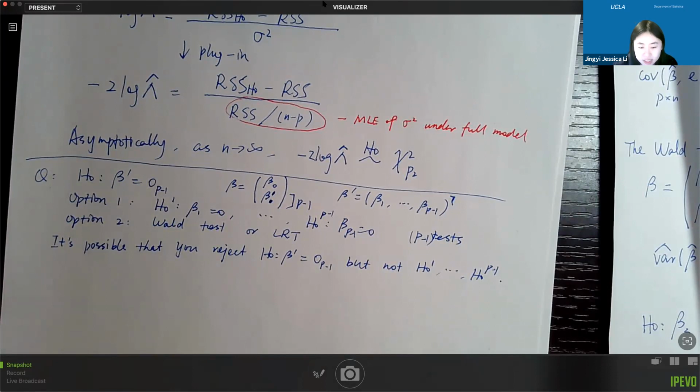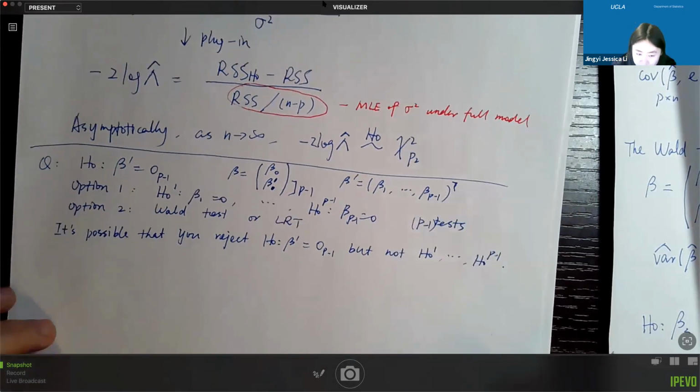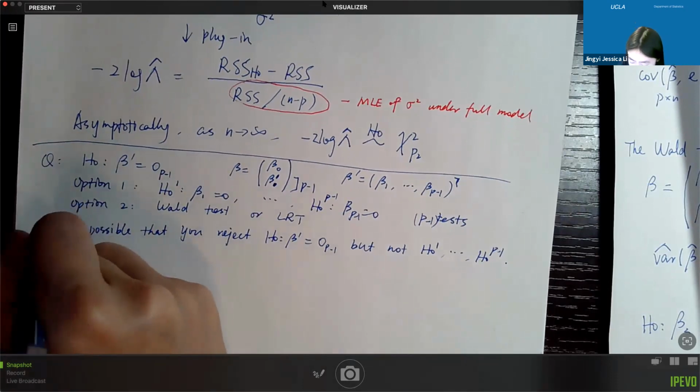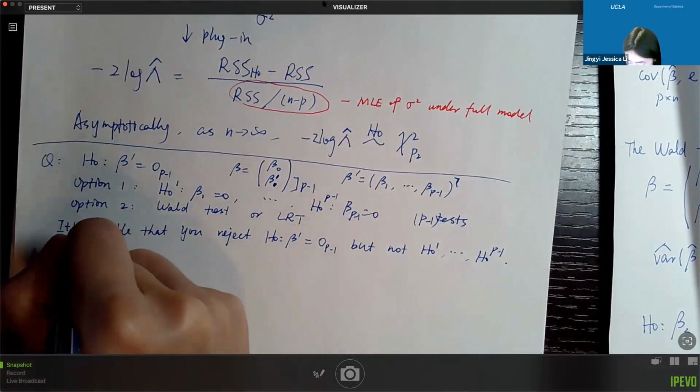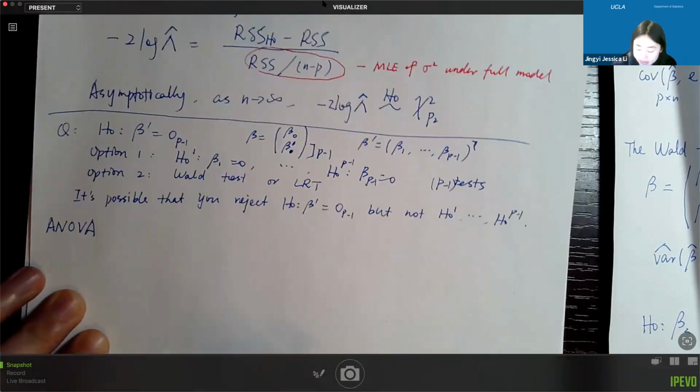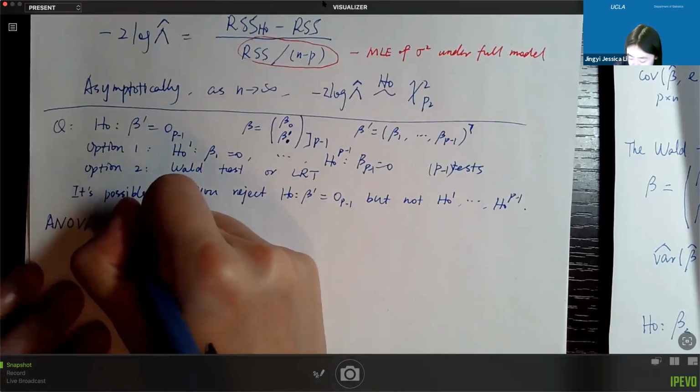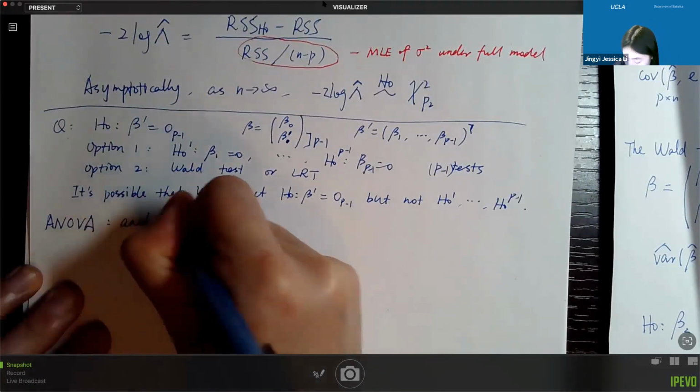Today, we're going to continue our discussion about ANOVA. This ANOVA is a very widely used analysis in practice, and it stands for Analysis of Variance.